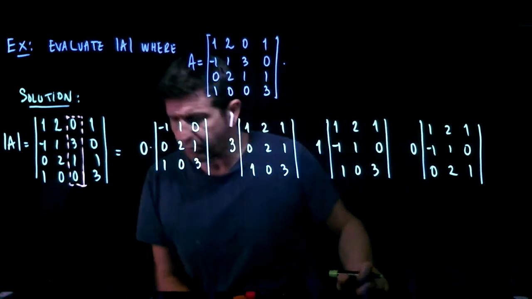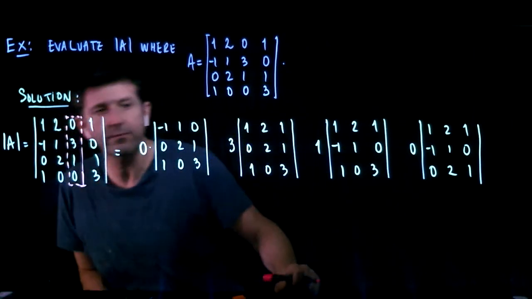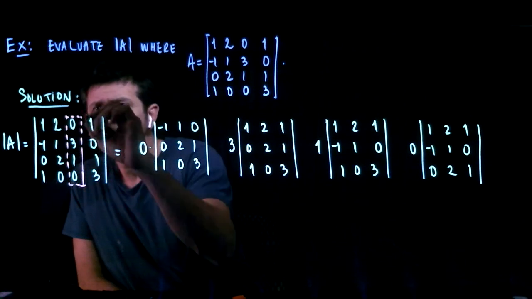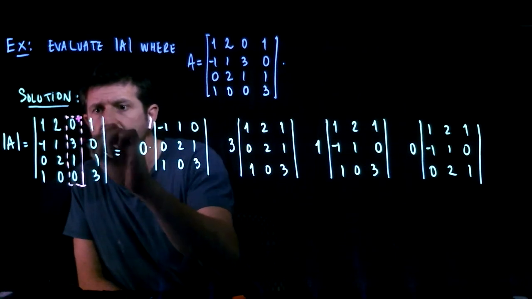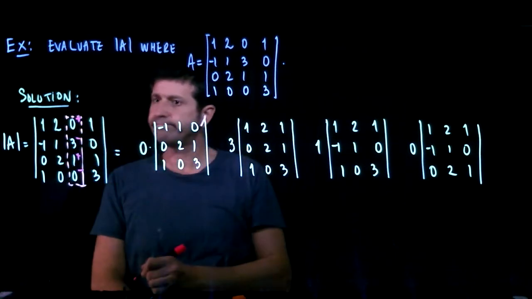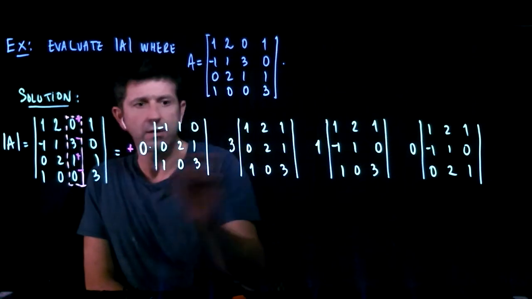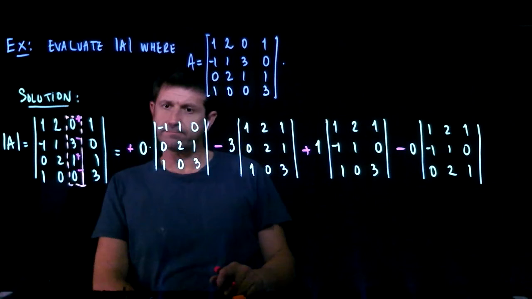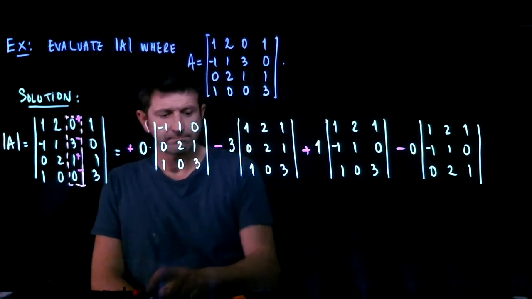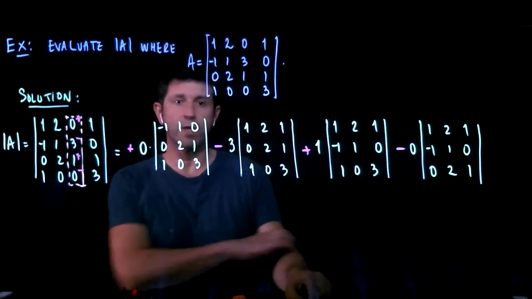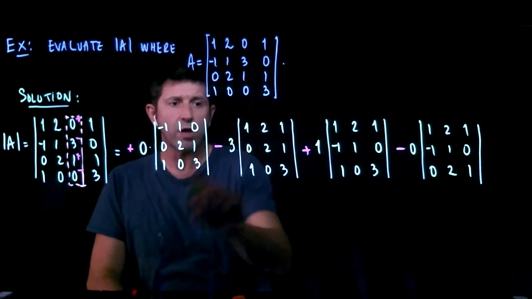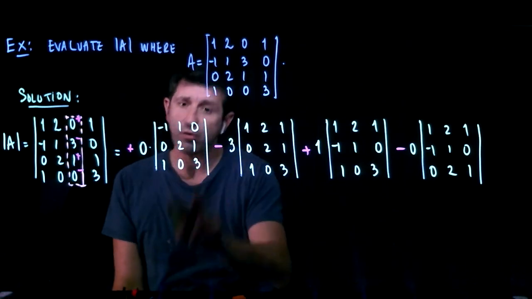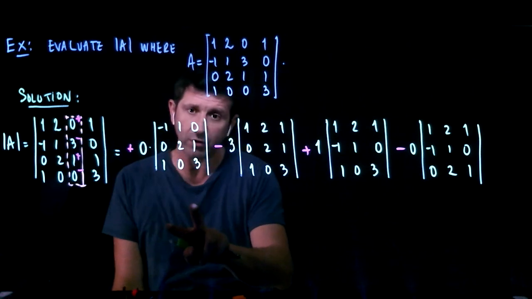Okay, and now I need to put in the signs. So let me see, plus, minus, plus, minus. Okay, so I have 1, 2, 3, 4 determinants to evaluate. Each one is 3 by 3. Each one I need to do a cofactor expansion again. Okay, so it's pretty long.